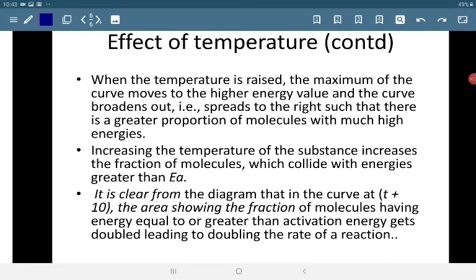It's clear from the diagram that in the curve at T plus 10, the area showing the fraction of molecules having energy equal to or greater than threshold energy actually gets doubled, leading to doubling of the rate of the reaction. The same graph which I have just shown has been explained again here.